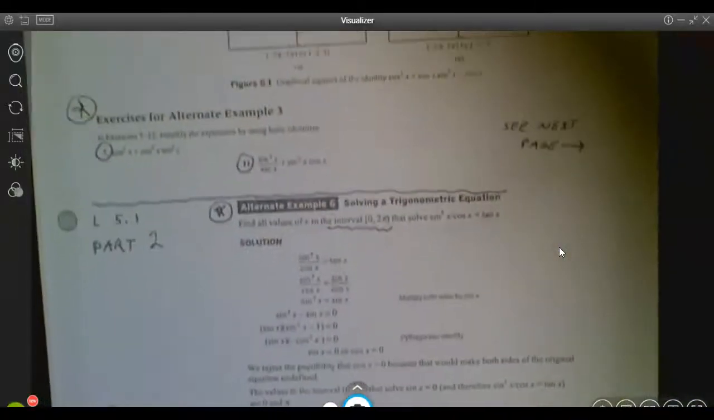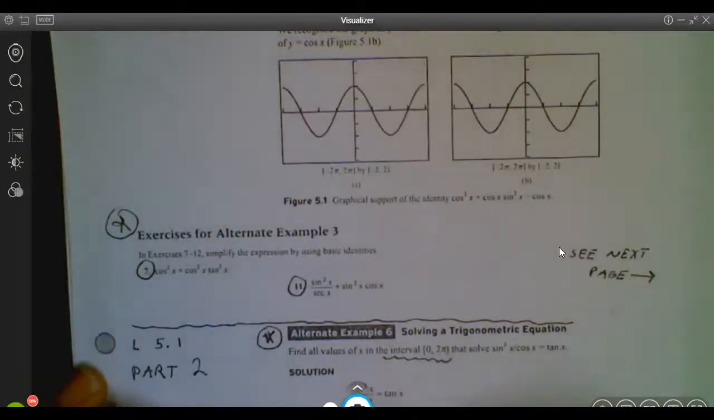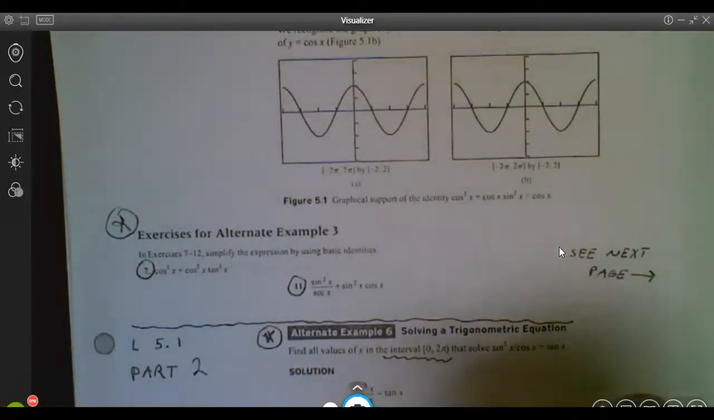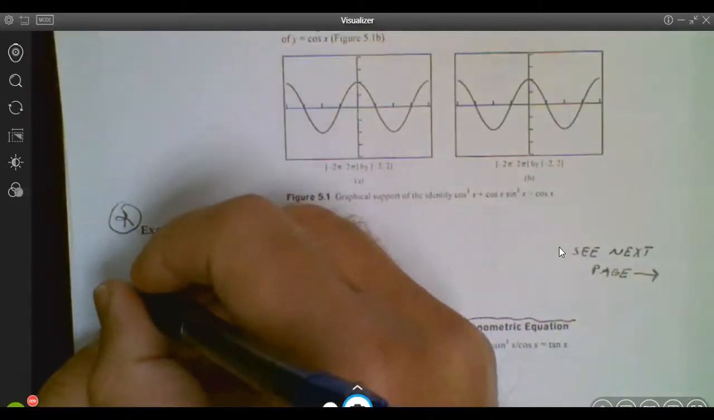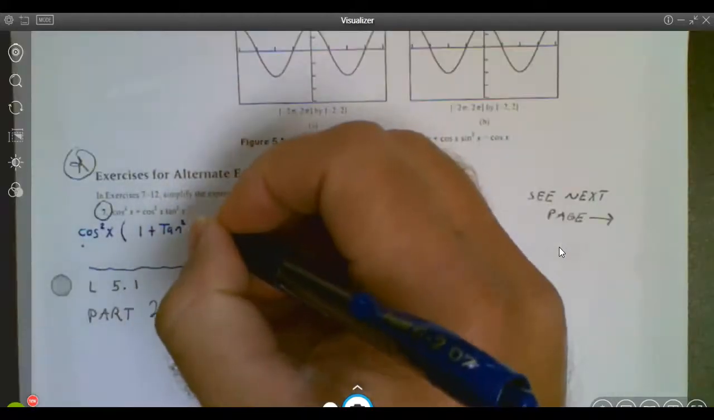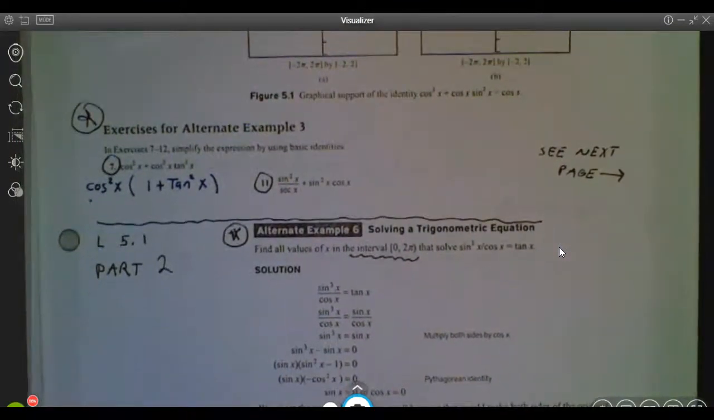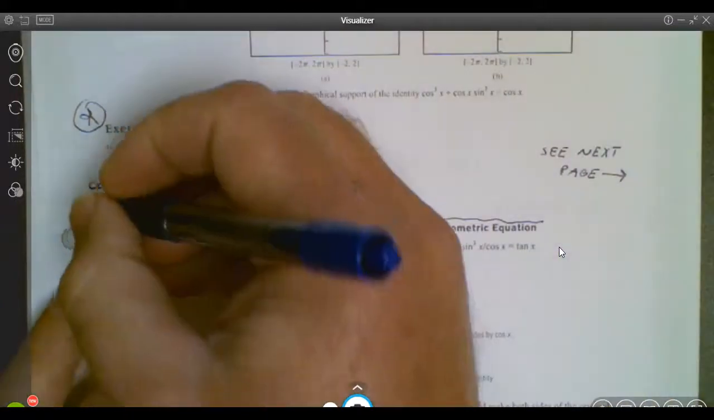We're going to try one of those. I'll try a couple of these guys. I'm trying to give you a few different looks so that you can see what's going on here. On the first one, this guy's going to be very similar to the one that we just did. We're going to take out the greatest common factor, which would be cosine squared of x. So it's going to look like that. And as we just saw on a previous page, we know the identity that 1 plus tangent squared is equal to secant squared.